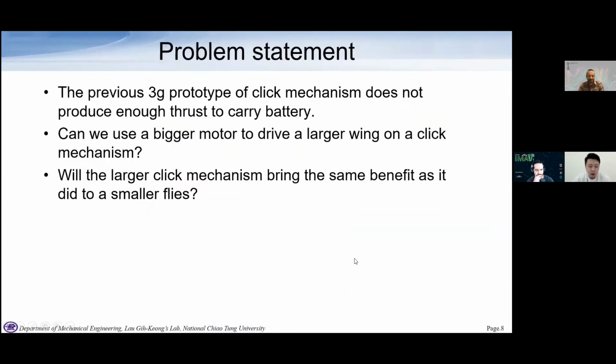However, the previous 3-gram prototype with the click mechanism does not produce enough thrust to carry batteries. And so we wonder, can we use a bigger motor to drive a larger wing on a click mechanism? And will the larger click mechanism bring the same benefit as it did to the smaller flyers?